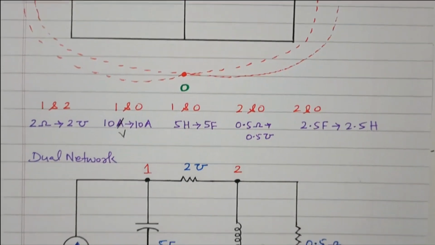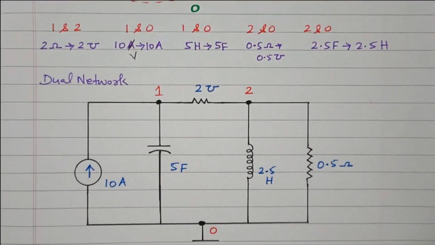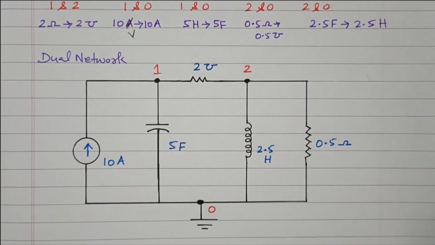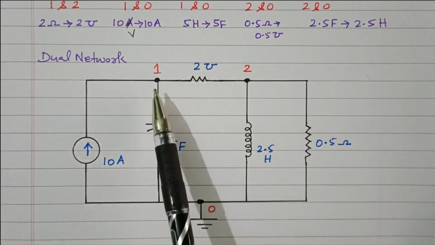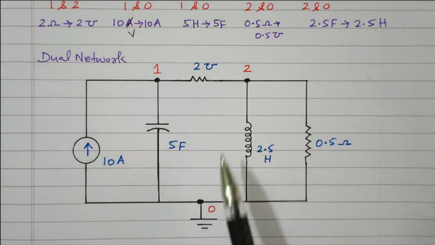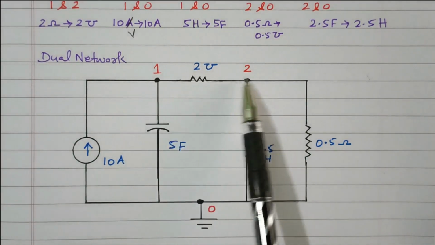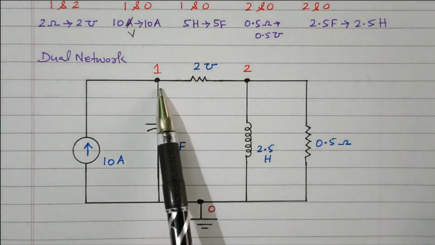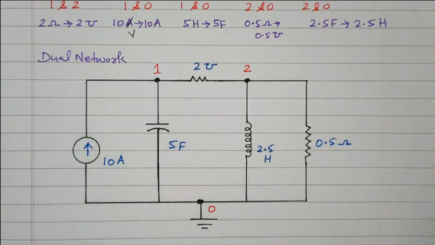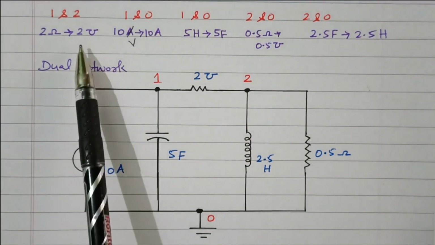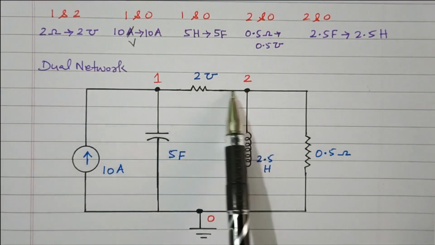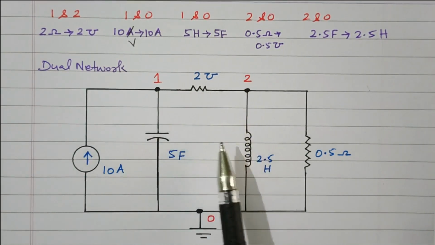Now we'll see the dual network. So this is the dual network for the given network. We have to put the dots first: 1, 2 and 0. We have to place the 3 dots. Between 1 and 2, what do we have? This 2 mho conductance. So between 1 and 2, the 2 mho conductance is drawn.